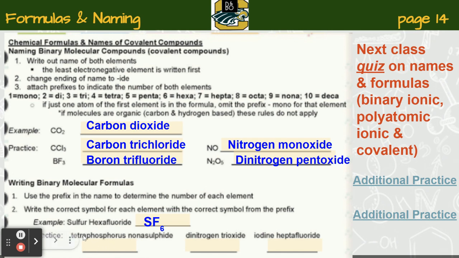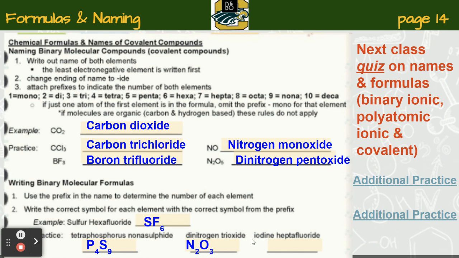All right, here, tetraphosphorus. Tetra is 4. And phosphorus symbol is a P, so we would write there are 4 phosphorus, P4. Nona sulfide, nona is 9. And sulfide must be from sulfur, so S9. Dinitrogen trioxide, so di is 2, N2. Trioxide, tri is 3, so 3 oxygen.